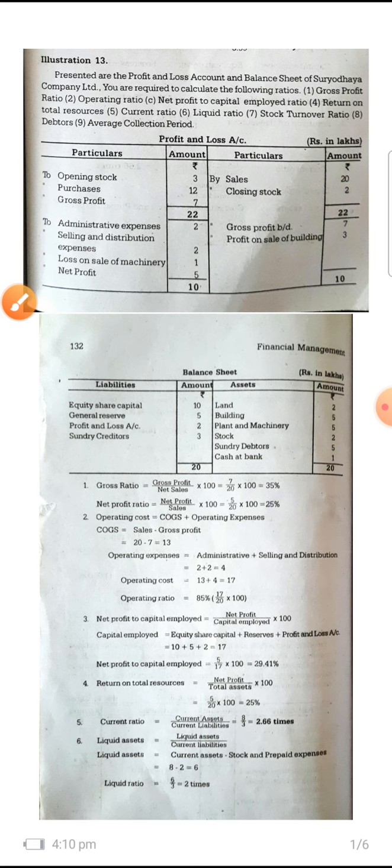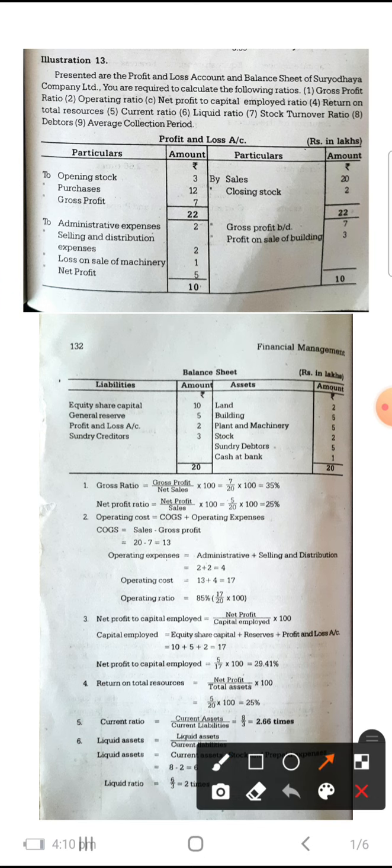Okay, now next is the third one, net profit to capital employed ratio. The formula is net profit divided by capital employed into 100. Net profit is given here, 5. Now how to calculate capital employed? Capital employed is equal to equity share capital plus reserves plus profit and loss account. See the information given here. So in total you will get 17. What is net profit? Net profit is 5. So 5 divided by 17 into 100, 29.14%.